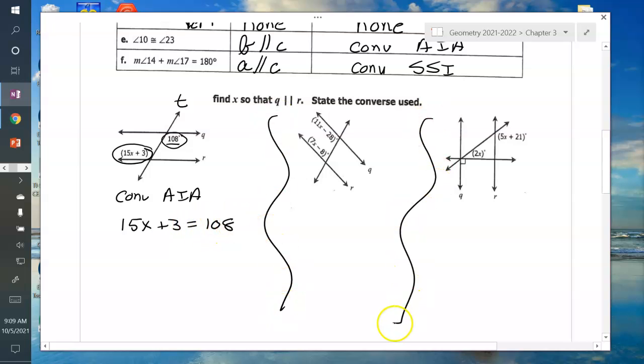Section off some space here. So that's the geometry. I wrote my equation, and when this equation is valid, my two lines will be parallel. So now let's solve it. So 15x equals 105. Divide both sides by 15.